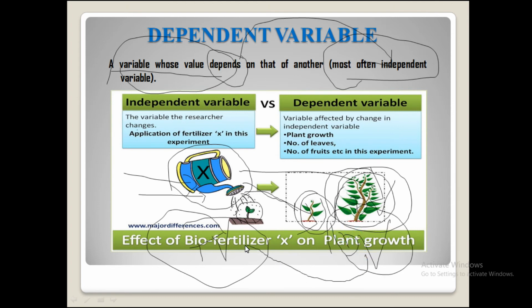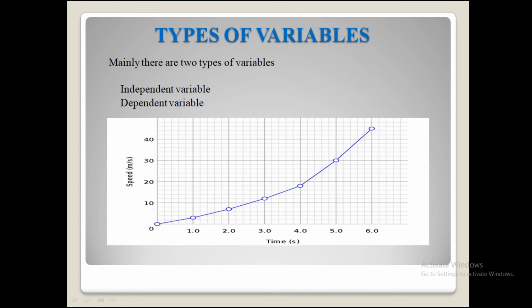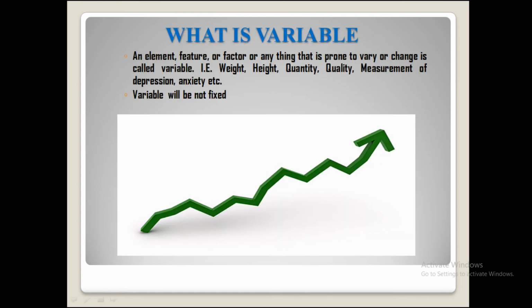It depends on this. So what is the dependent variable? The dependent variable is the one whose value depends on other variables like the independent variable, and the independent variable is the one that will be manipulated and controlled by the researcher. And what is a variable? A variable is any element, feature or quantity, any factor which may change. For example, weight, height, quantity, quality, the value of depression, the value of anxiety, the value of schizophrenic symptoms, and many other things.